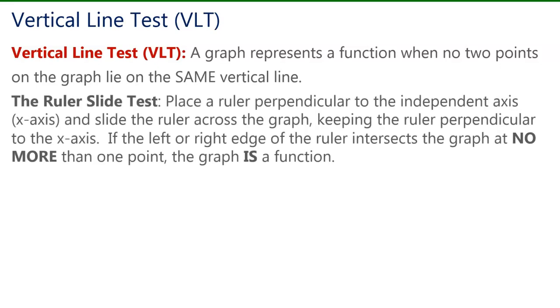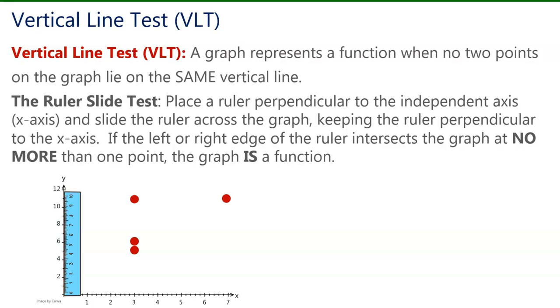You can do a ruler slide test. Place a ruler perpendicular to the independent axis, the x-axis, and slide the ruler across the graph, keeping the ruler perpendicular to the x-axis. If the left or right edge of the ruler intersects the graph at no more than 1 point, the graph is a function.